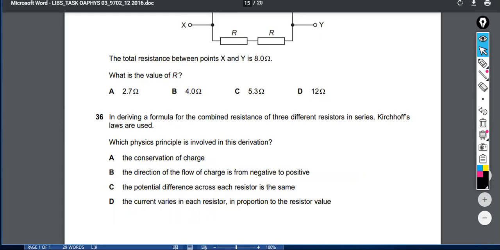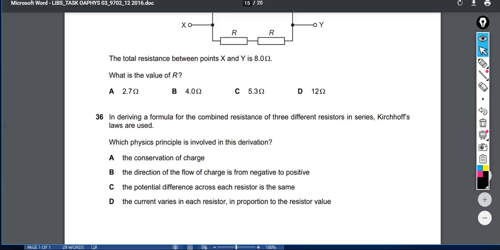The current varies in each resistor in proportion to the resistor value is kind of like Ohm's law a little bit. Each resistor has different resistances, and so the current is different through it. R equals V over I. That's not about the combined resistance, right? The potential difference across each resistor is the same, that's just not true for a series circuit. That's what's true for a parallel circuit, right? The voltage is the same across parallel branches. There are drops in voltage across each resistor in series, so C is obviously incorrect. D is a correct statement of Ohm's law, but not applicable to this question.